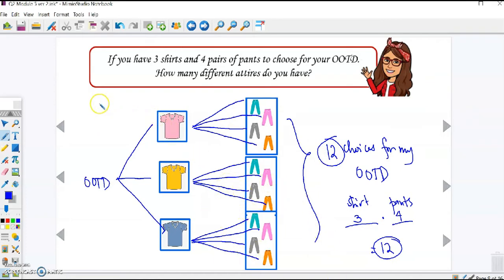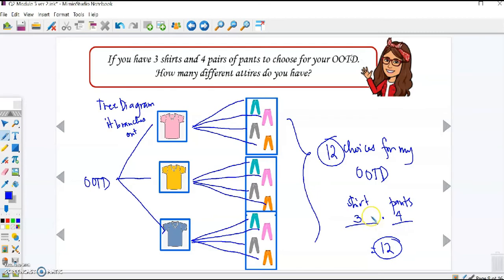This diagram is what we call a tree diagram. Maybe I don't have to explain why we call it a tree diagram, basically because it branches out. Okay. So, the tree diagram helps us understand, but basically, from the tree diagram, we derive a simpler process of simply multiplying the 3 and 4 because every shirt can be paired with 4 pants.